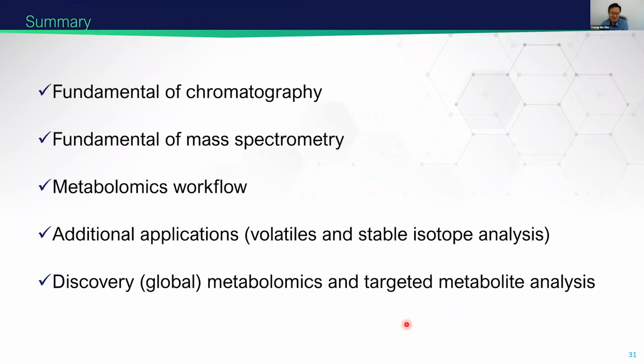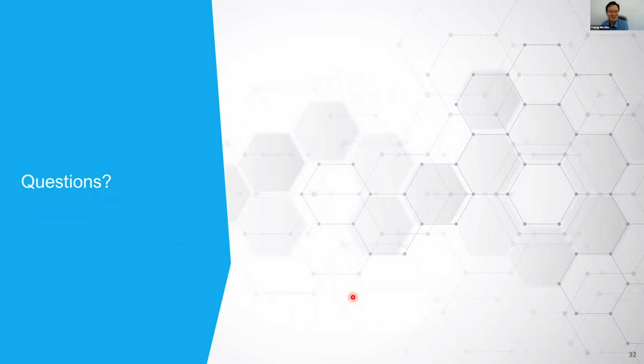So, summary. I covered the fundamentals of chromatography and the fundamentals of mass spectrometry, the general metabolomics workflow and other additional applications, and the difference between global and targeted, and a few subtopics. So that's my end slides. If you have questions, I haven't seen anything, but I will address them, or later I can reply to all the questions in the Discord or this Zoom window. Since the time is slightly over 10:03, thank you for your attention.